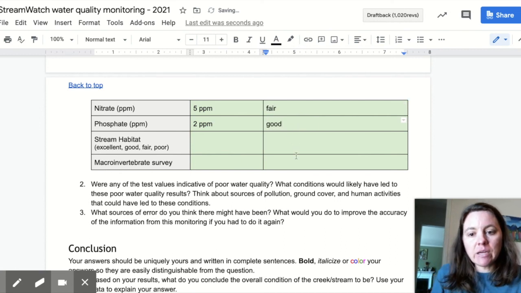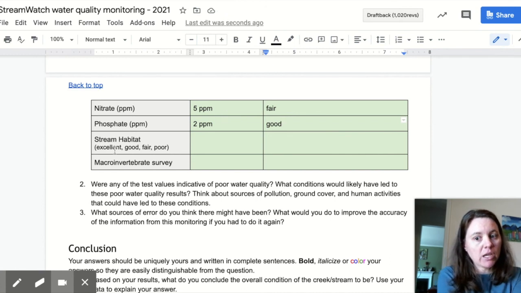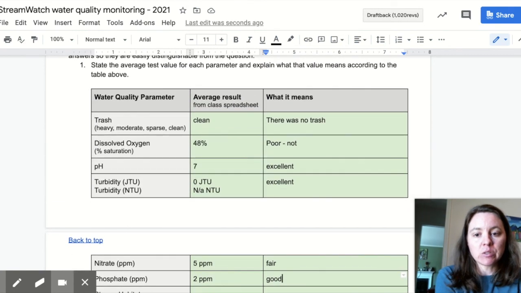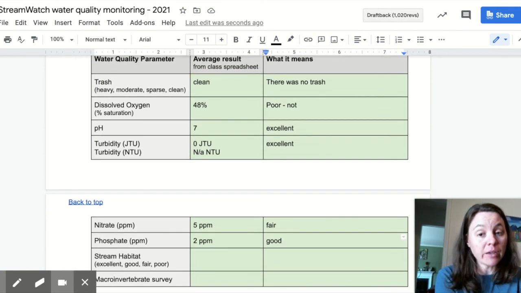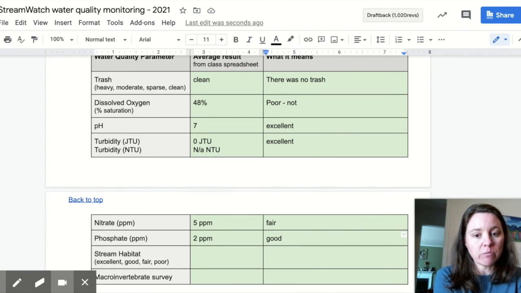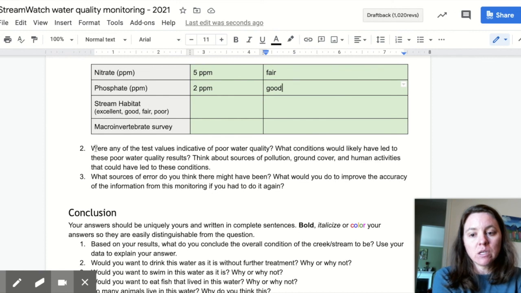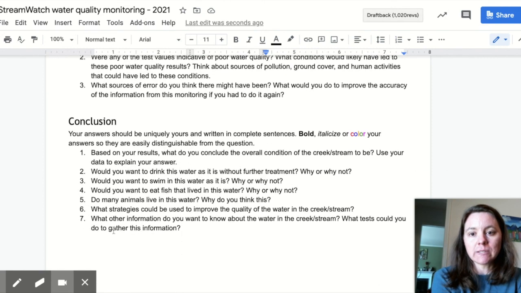All right, and so now you guys can use this information. If you're with me, then we're going to also take a look at the stream habitat and see if we have time to collect some macroinvertebrates and look at those guys as well. You can use your average values from Burdens Creek, or you can use just your values if you collected from a stream or a lake that nobody else collected from, and answer the rest of these results questions and the conclusion questions. All right.